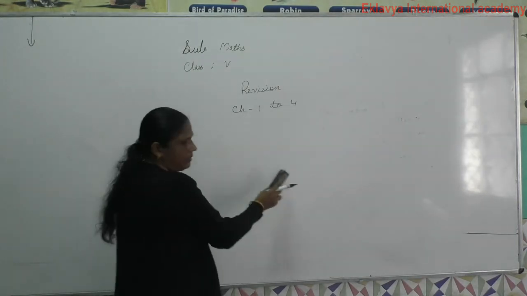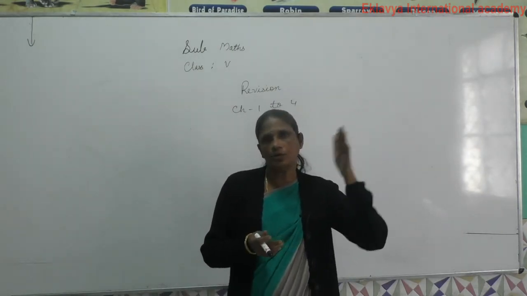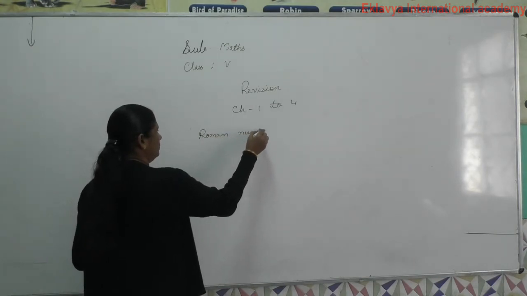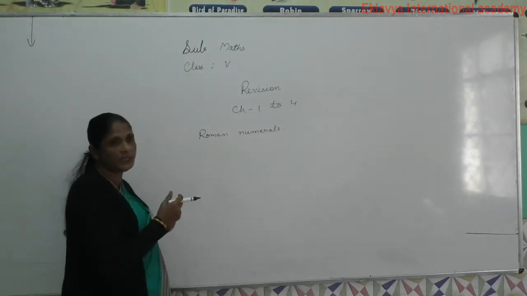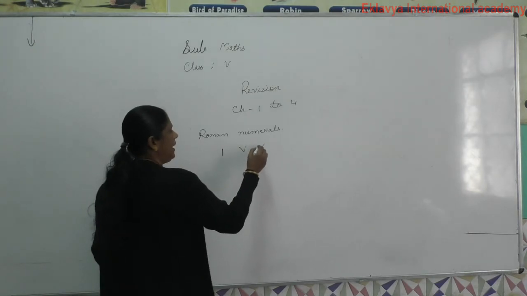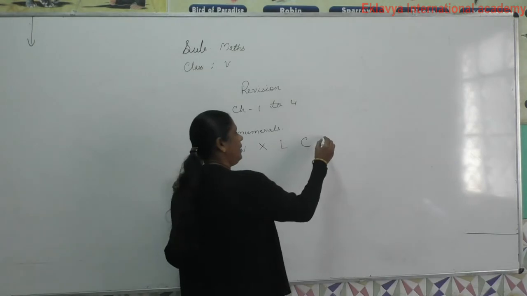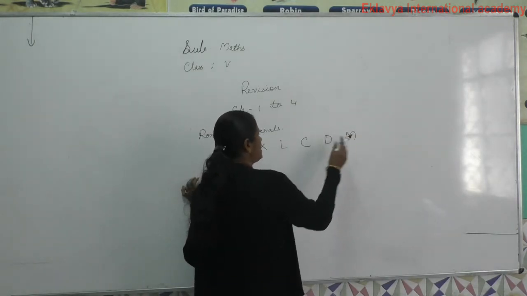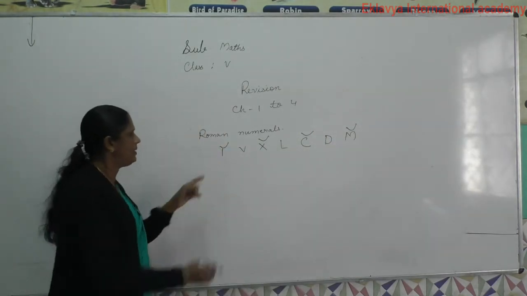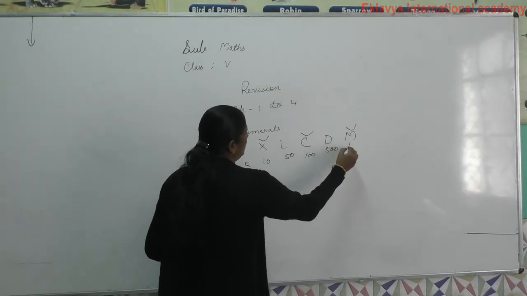You know ascending and descending order? Ascending means increasing order, smaller to bigger. Descending means bigger to smaller. Now, Roman numerals. There are 7 symbols in Roman numbers. I stands for 1, V stands for 5, X stands for 10, L stands for 50, C stands for 100, D stands for 500, then M stands for 1000. This is 1, this is 5, this is 10, this is 50, this is 100, then 500, then 1000.